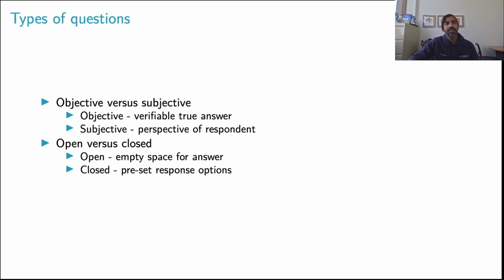So the types of questions that can be in survey research include objective versus subjective. Objective is where there's a verifiable true answer if you ask someone what their age is or how tall they are. Subjective is the perspective of the respondent. If they subjectively state their levels of disorganizedness or engagement, these are all subjective. How they may feel may not map on to how others see them or what the other measures show. But it's from the perspective of the respondent. And then there's also open versus closed questions. So open is where you have an empty space for an answer, and closed questions is where you have preset response options.